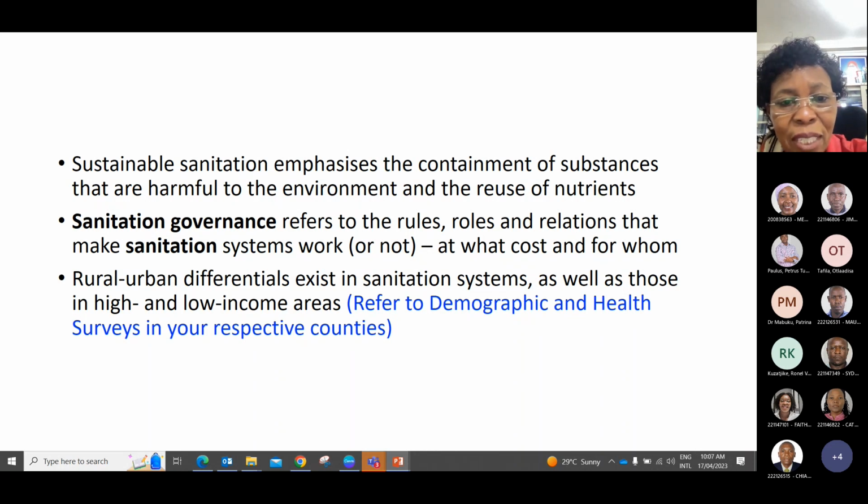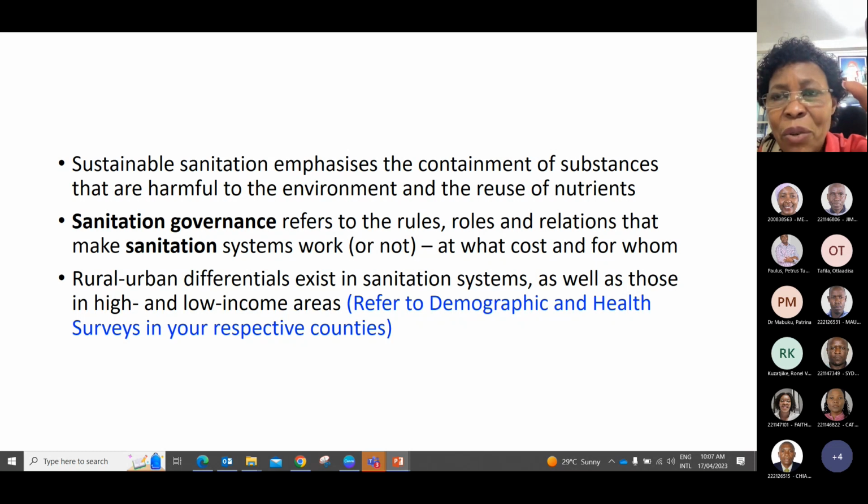When we talk of sanitation governance, this refers to the rules, roles, and relations that make sanitation systems work, or at times not work, and at what cost and for whom. And this is particularly important, especially in developing countries and Africa notably.